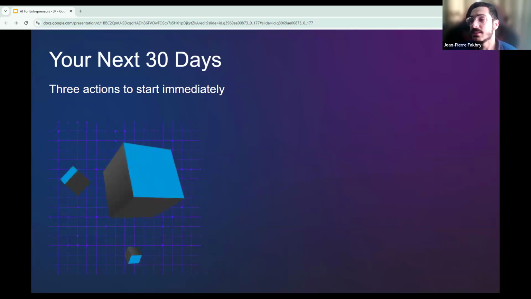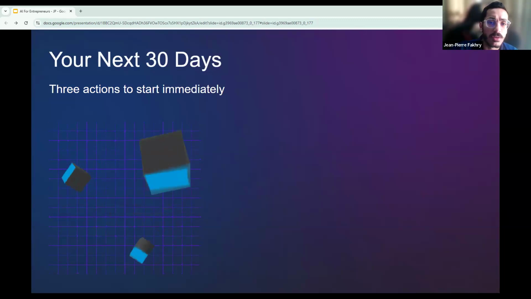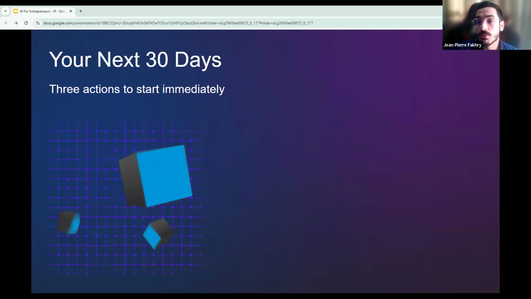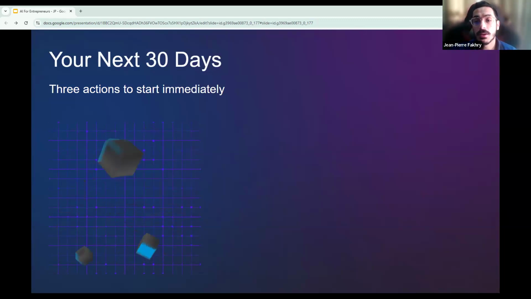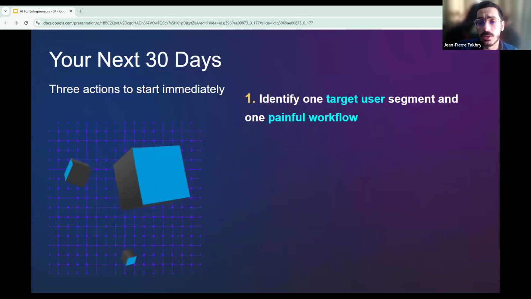So again, let's take the next 30 days, which are the three actions that you have to start immediately, in my opinion. So first of all, you need to identify one target user segment and one painful workflow. So not a broad category, but one specific type of person doing one specific task that generates real friction. Write it in one sentence by the end of this week, for example, and note it down.